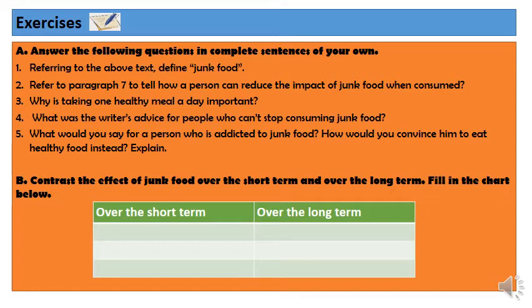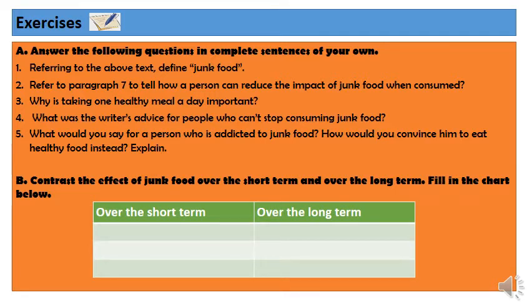Let's start with the exercises that we have here, referring to the above text. Define junk food. So as we said, junk food is food which is highly processed, high in added sugars, and high in calories. Refer to paragraph 7 to tell how a person can reduce the impact of junk food when consumed. You can reduce this impact when you have a healthy meal, when you exercise, when you try to get rid of all of these fats and calories you gained.